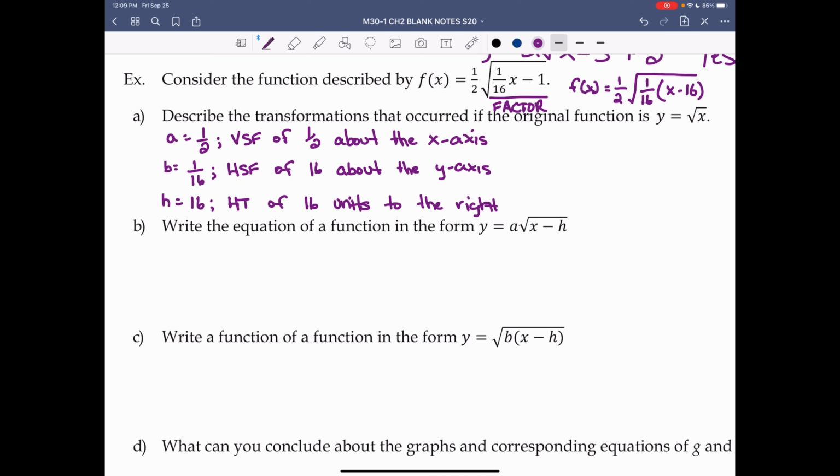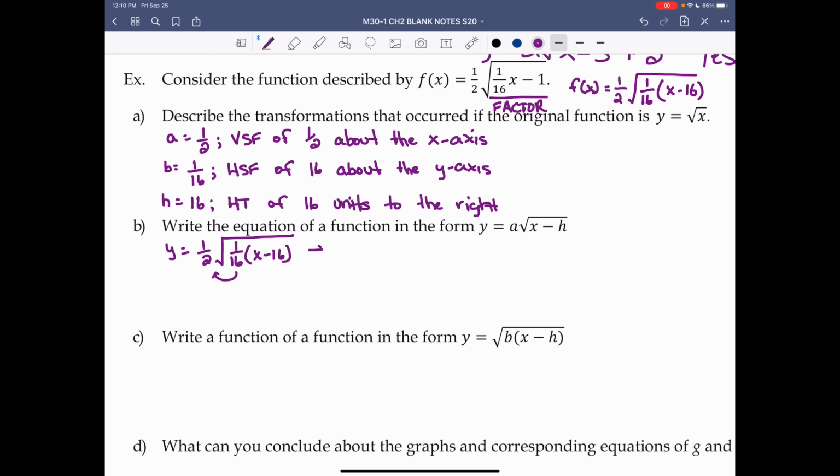Part B, write the equation of the function in the form y equals a times the square root of x minus h. So what we want to do is, instead of having a b value, we want to take the b value out from under the radical sign and turn it into an a value. Starting with our original, y equals 1/2 square root 1/16 x minus 16. We want to take this part and bring it out.